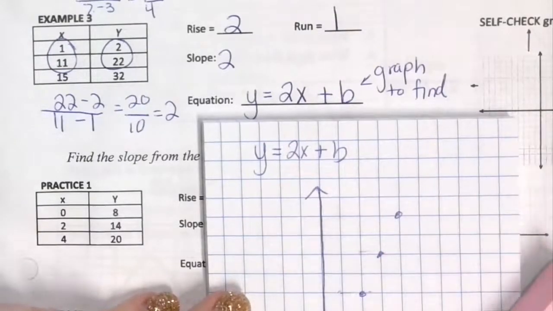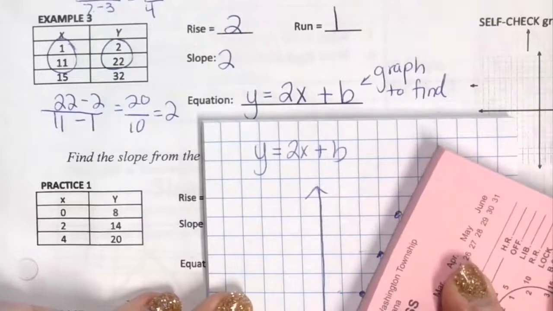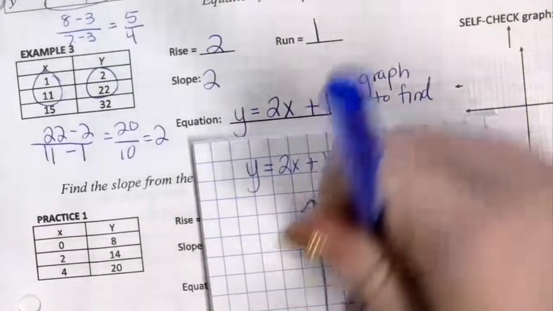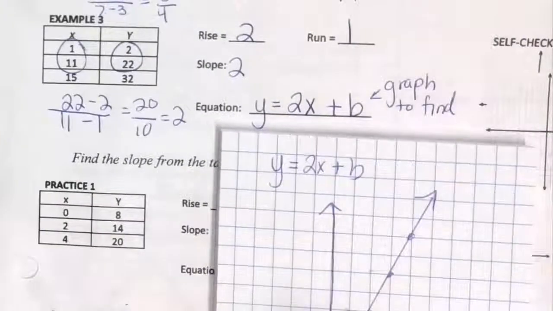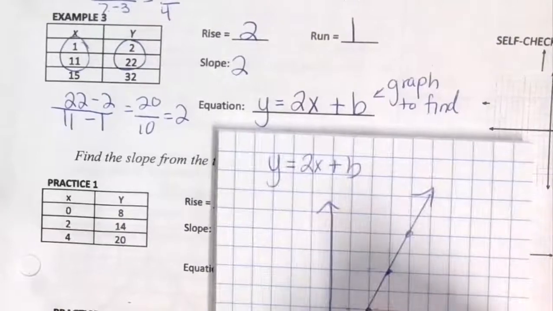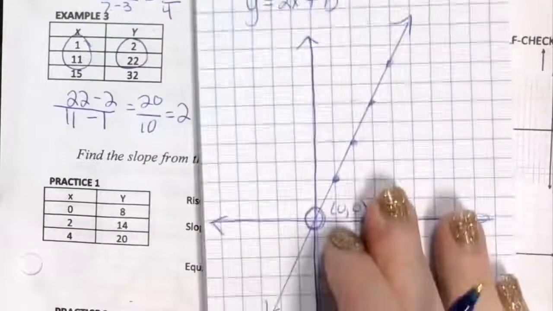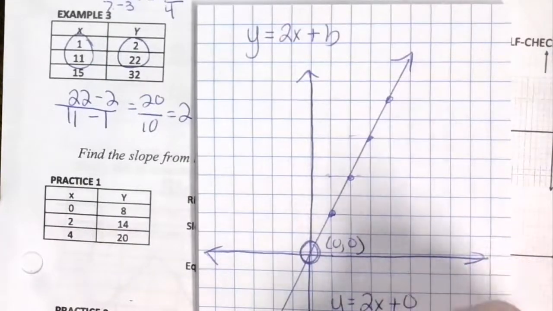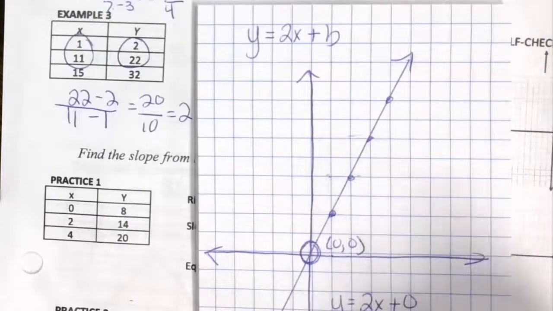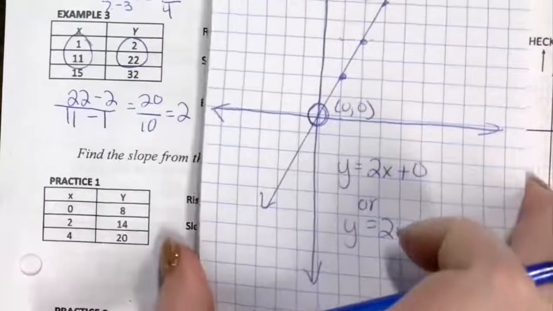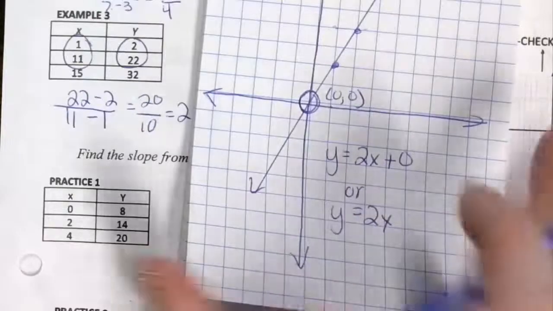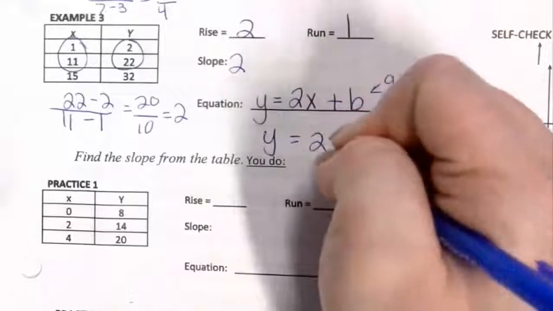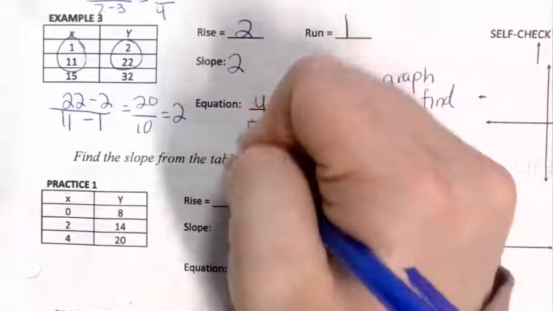Okay, and then I'm going to take my straight edge. Line it up, connect them. And now that I've graphed it, I can see that my coordinate point is 0, 0. That's my y-intercept. So my formula is going to be y equals 2x plus 0, or y equals 2x. Okay, so that's my final formula. So again, I graphed that to find my y-intercept.